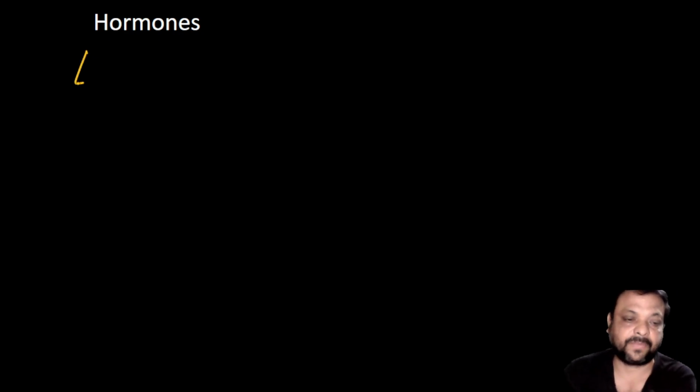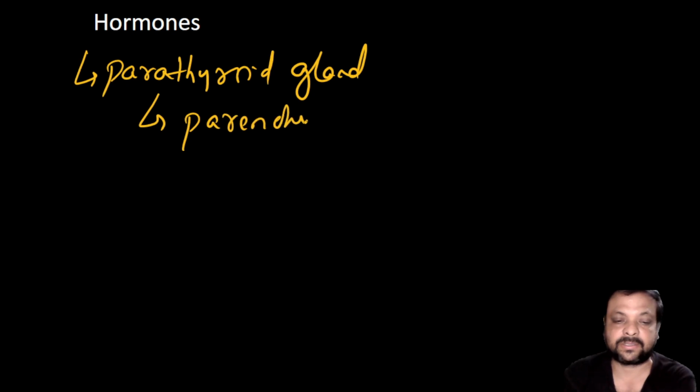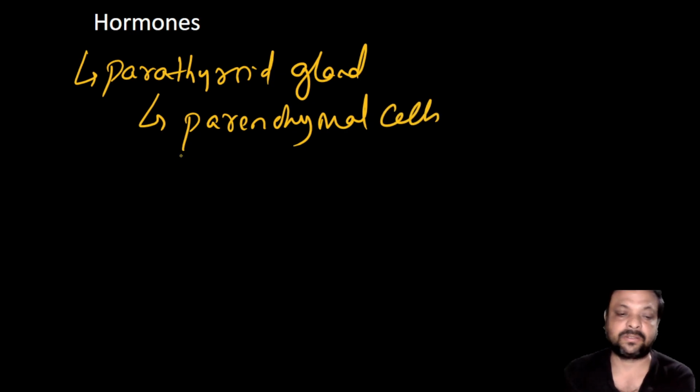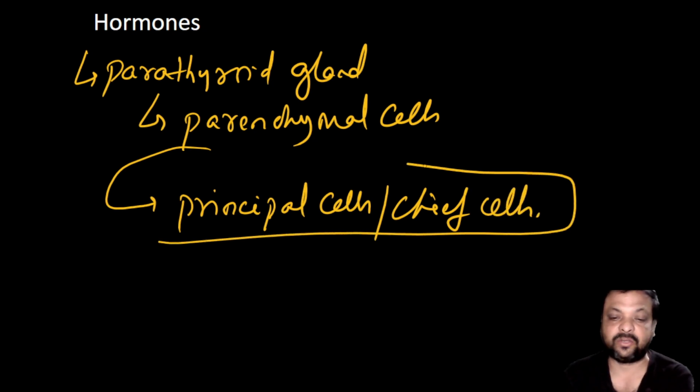So we know very well that in the parathyroid gland, we find special cells called parenchymal cells. Got it? These parenchymal cells contain a type of cells called principal cells, or we also call them chief cells. Got it? These cells are very numerous in number.